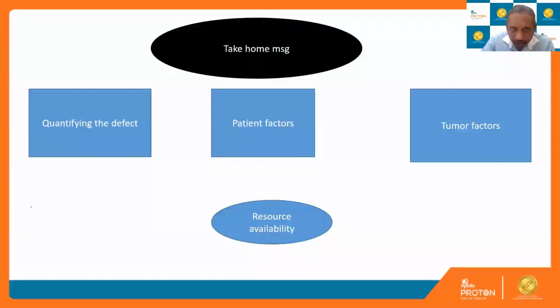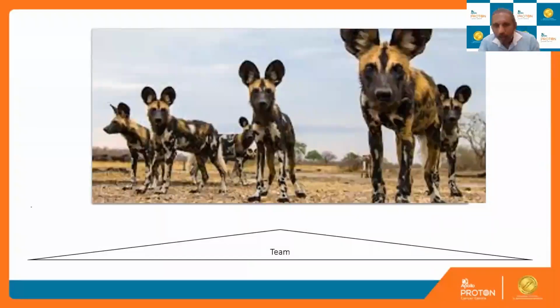What are the take-home messages? You need to quantify the defect. We need to consider patient factors, tumor factors, and resource availability, and do the best possible thing. So, in the end, I would like to say that it's teamwork which is most important.